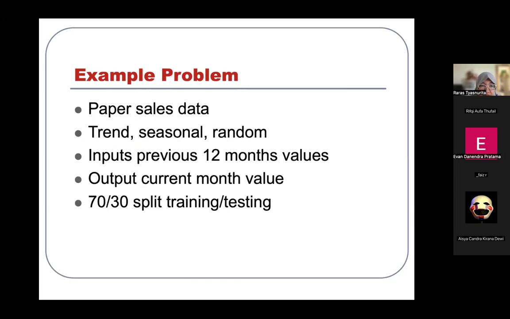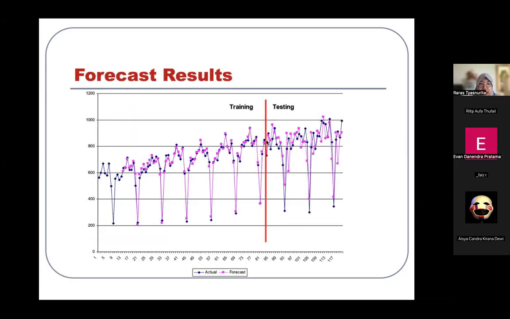We have that 70/30, right? Training and testing. So this is the training 70, this is the 30 of the testing. So this is good enough forecast. So this is a good one. How can we say good? Because it has seasonal, right? It has slightly in terms of trend. Yeah, it has a trend.